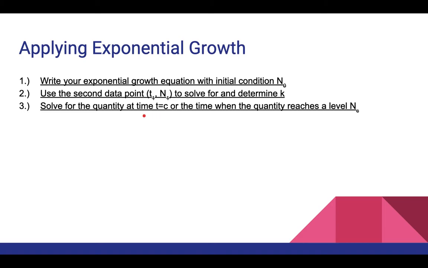Typically they'll ask you for what the quantity is at some specific time, or they'll ask you for the time when the quantity reaches a certain specific level. So one or the other: the quantity at t equals c, or the time when the quantity reaches a specific level. So let's see what this looks like in practice, applying this exponential growth process.